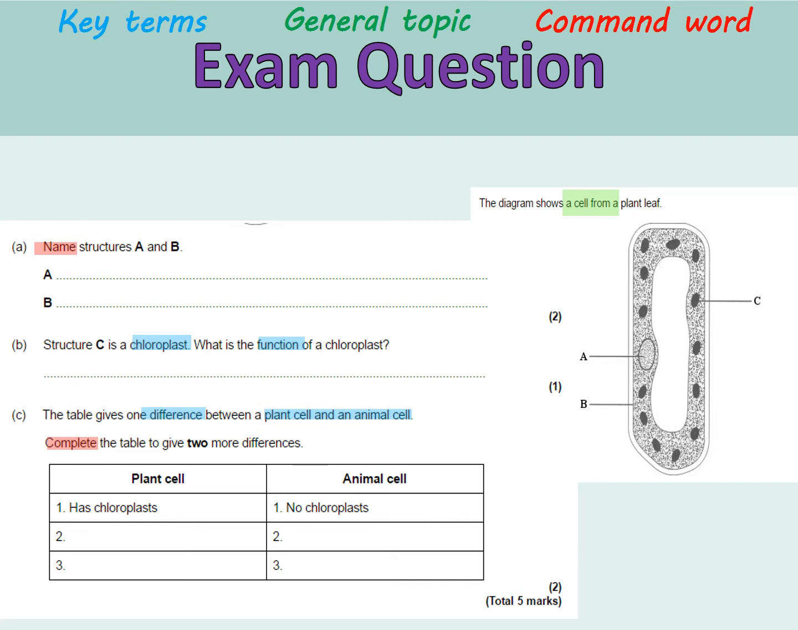For C, the table gives one difference between a plant cell and an animal cell. Complete the table to give 2 more differences. So as you can see on the left hand side, you've got has chloroplasts for a plant cell. On the right hand side, animal cell, no chloroplasts. So hopefully underneath that, and it doesn't matter which way around you have this, we have got about the plant cell has a vacuole or permanent vacuole, and the animal cell does not have a vacuole or a permanent vacuole. The final one will be about the cell walls. So plant cells do have a cell wall, animal cells do not have a cell wall. So hopefully we were able to get 4 marks on that. If not, you might want to go back and look at the lesson on cells, which would have been the first one I did in week 1.